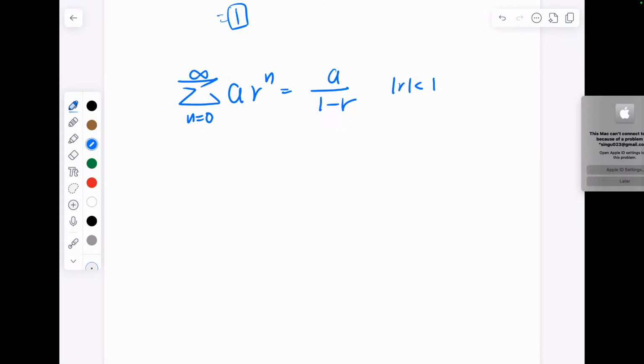First of all, what's r? What is the r? We mentioned it before. What is r? Ratio. Not only any type of ratio, it's a common ratio.